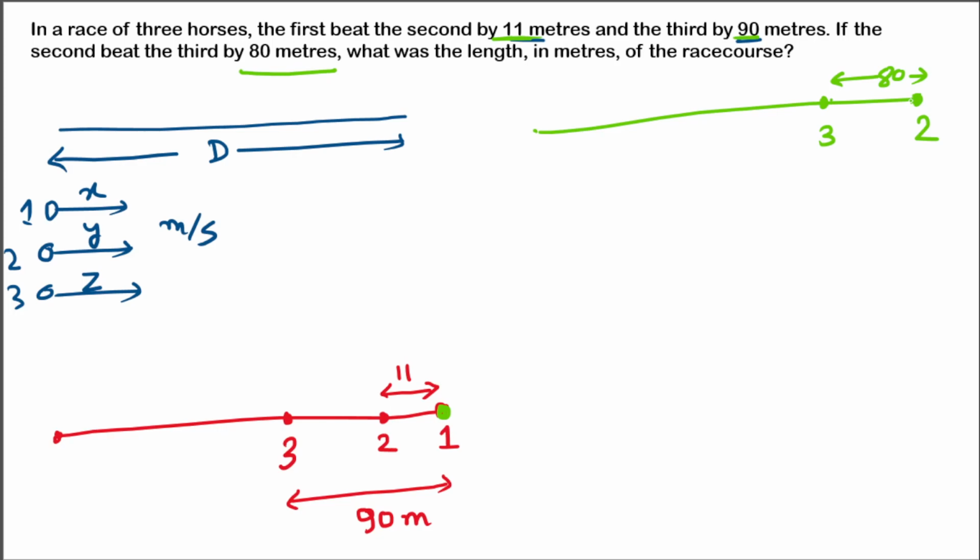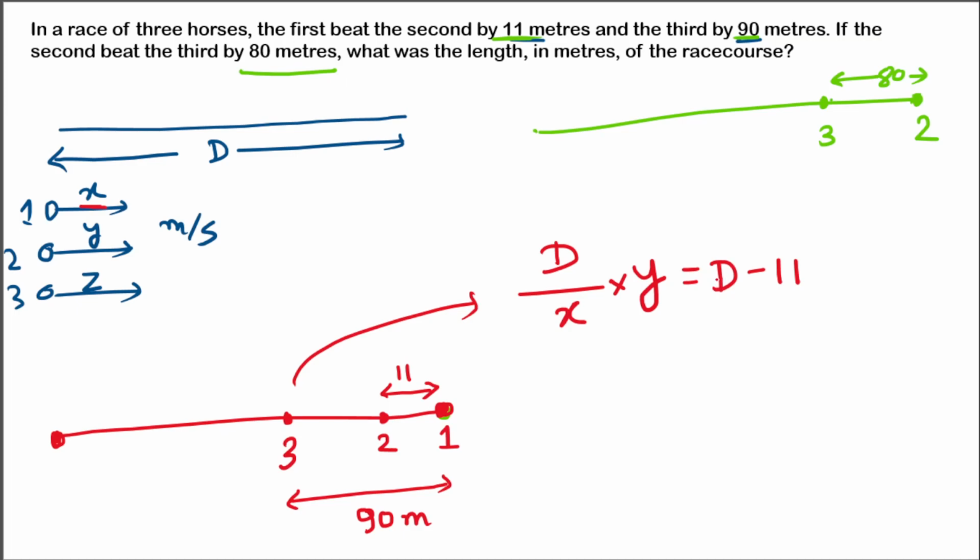Now let us see what equations we can form from this. This is the distance d and we have speed x here, right? d is the distance, and d by x is the time in which the first horse covers the whole distance from this point to this point. And at the same time, the distance covered by the second horse should be d minus 11. Did you understand this? So in the time in which the first horse goes from here to here, the second horse goes from here to somewhere in the middle, and that is d minus 11, because this distance is 11.